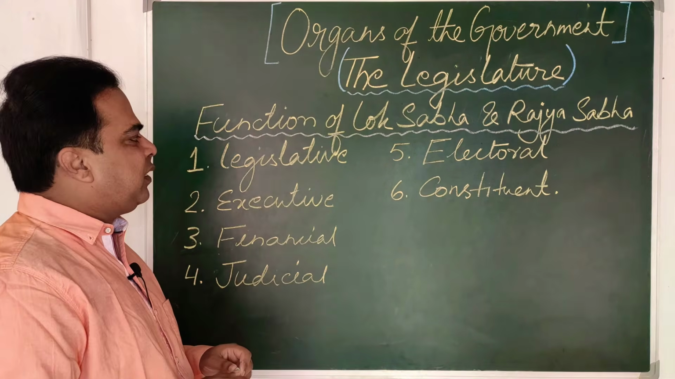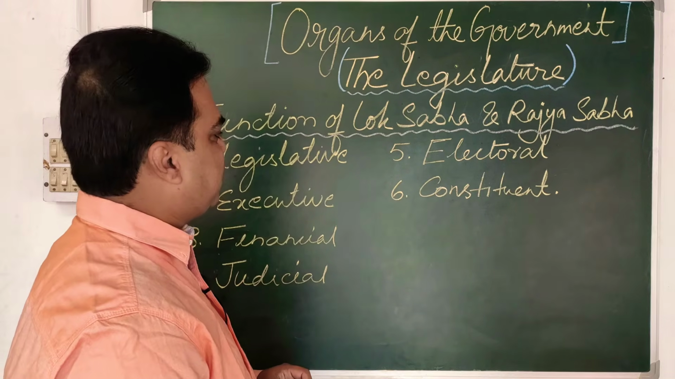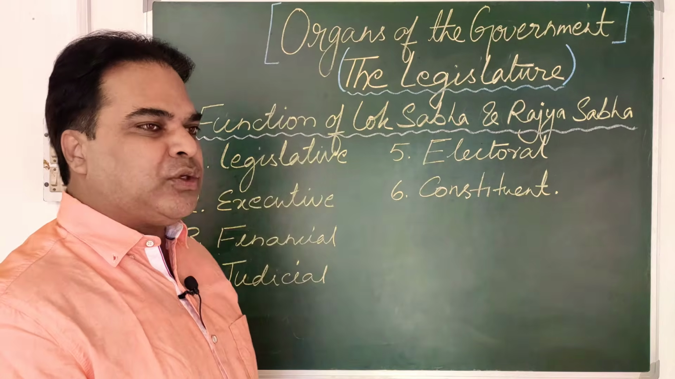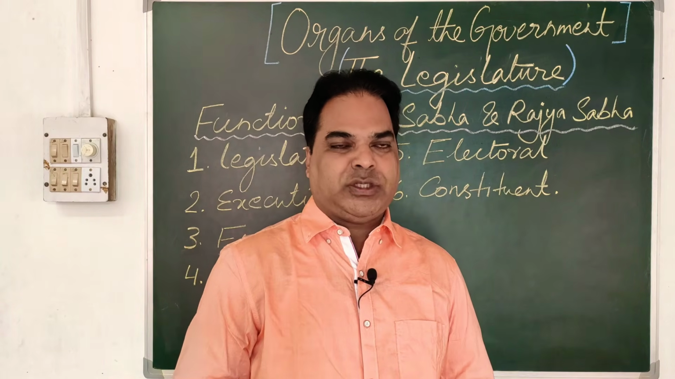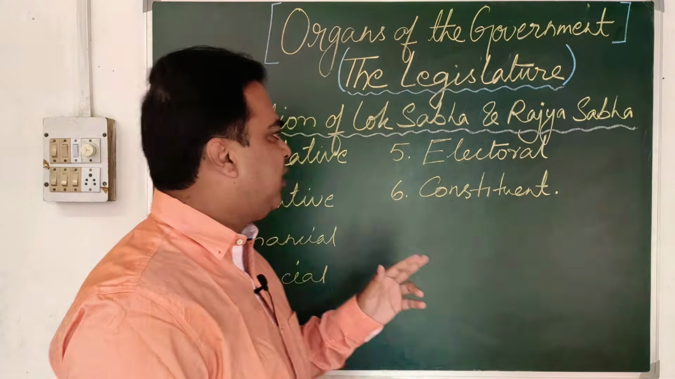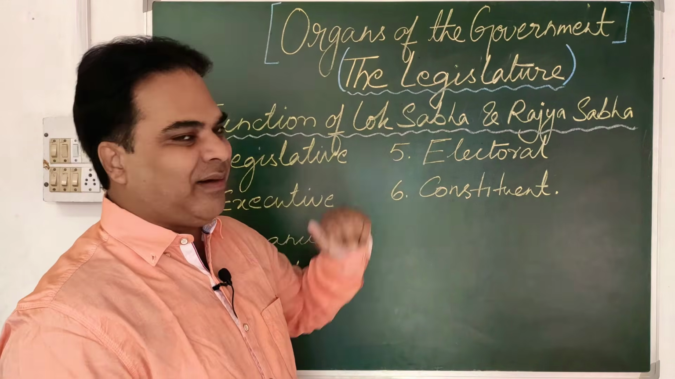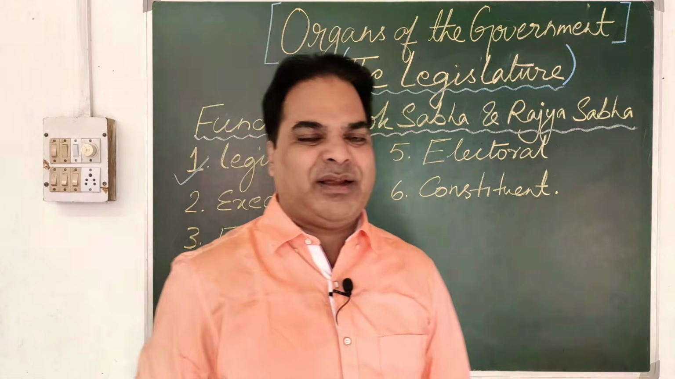So let's start with the legislative, executive, financial, judicial and electoral constituents. In the previous class also I taught you about the functions of legislature, that was the overall functions of legislatures of the world, but today we are particularly going to deal with the functions of Lok Sabha and Rajya Sabha. So the first one is the legislative function of Lok Sabha and Rajya Sabha.